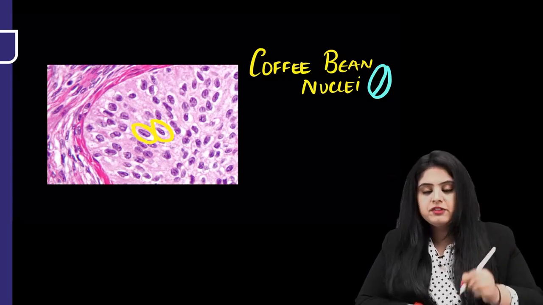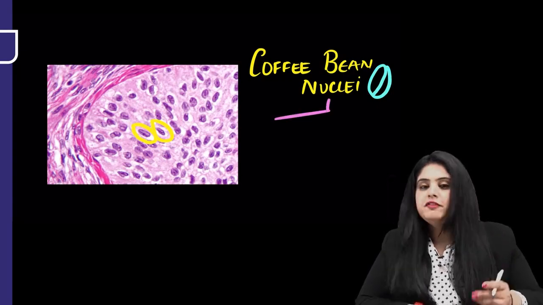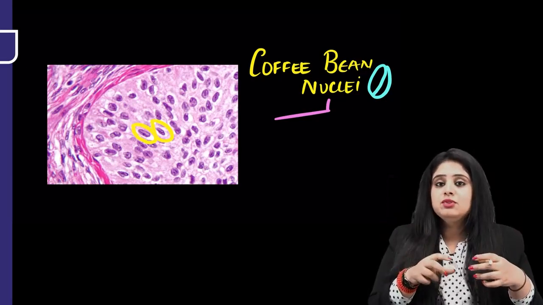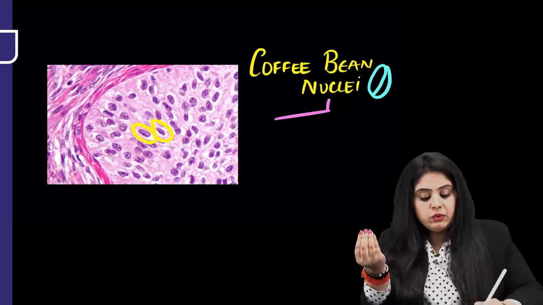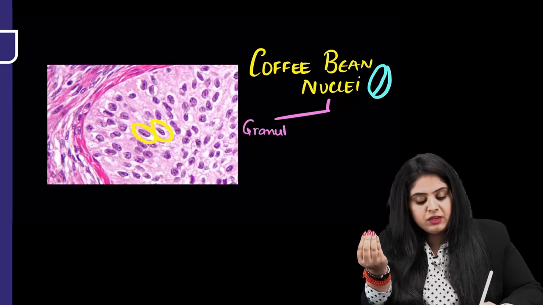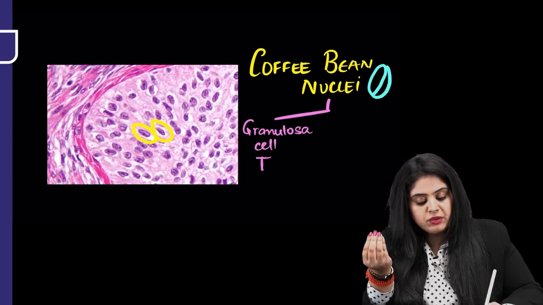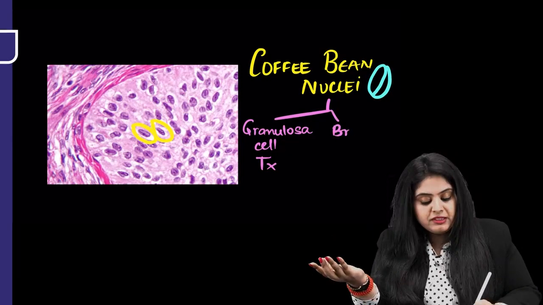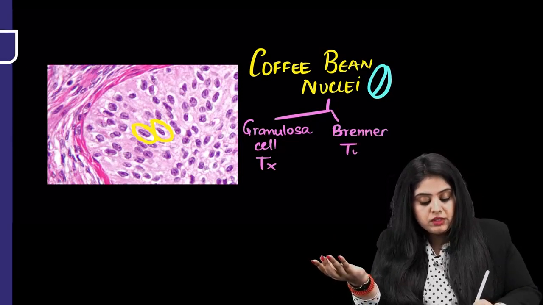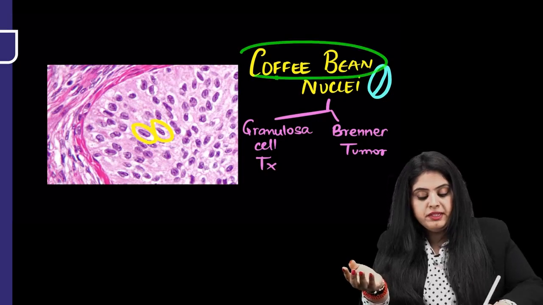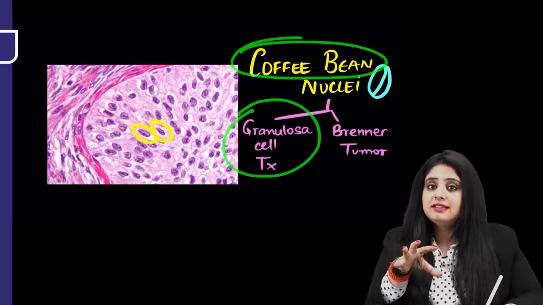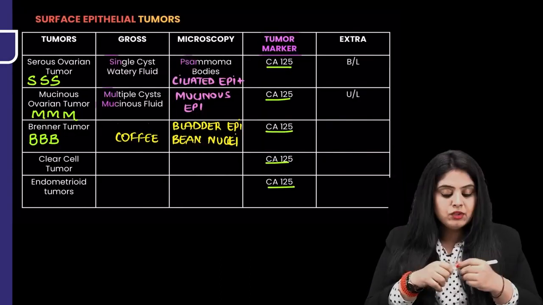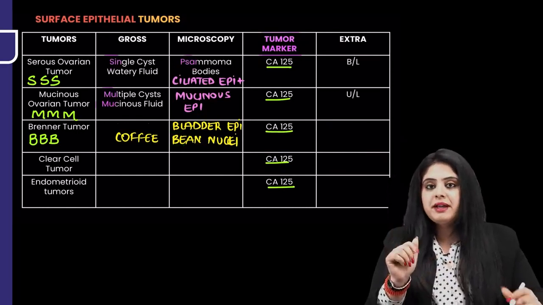How many of you are coffee lovers? If you're coffee lovers, then you know what the ideal way of making coffee is. You take the beans, you grind the beans, you get a granular powder. So first of all, granulosa cell tumor, granular powder, granulosa cell tumor. After you've got a granular powder, now you brew the coffee. Brew the coffee means there is Brenner tumor. So if you are a true coffee lover, you will know that with coffee beans, first make a granular powder, that is granulosa cell tumor. Then you brew the coffee, that is Brenner tumor. So that is coffee bean. So Brenner is going to be bladder epithelium and coffee bean nucleus.